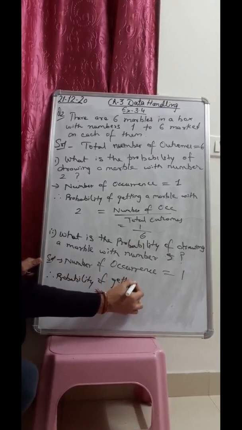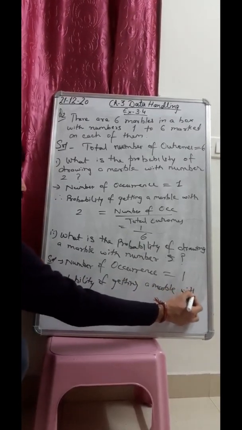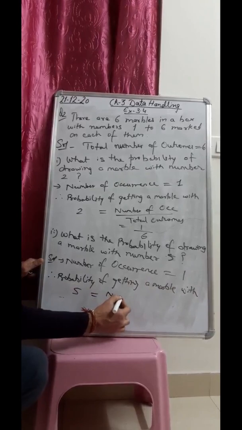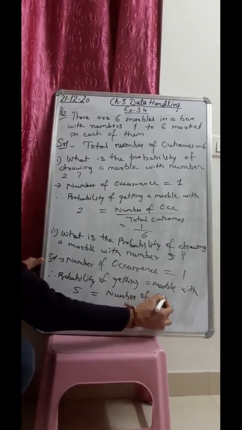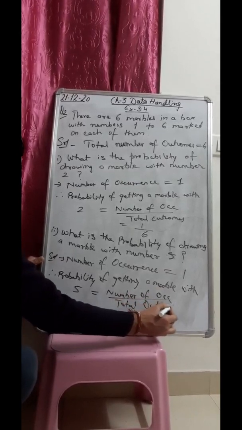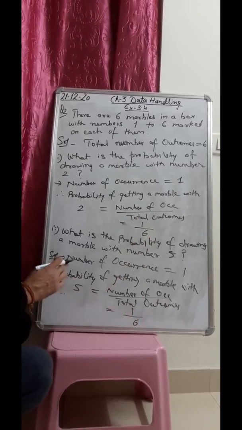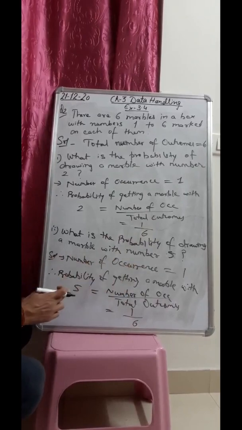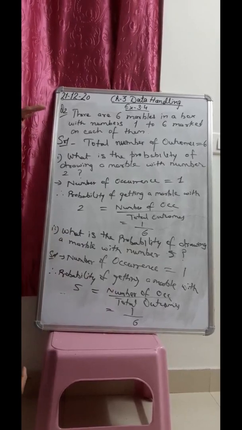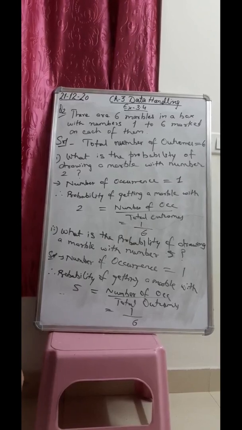Therefore the probability of getting a marble with number 5 is equal to the number of occurrences upon total outcomes. The number of occurrences is 1 and the total outcomes are again 6. So the probability of getting a marble with number 5 is 1 upon 6. Students, in this way we can find the probability of any event that occurs.